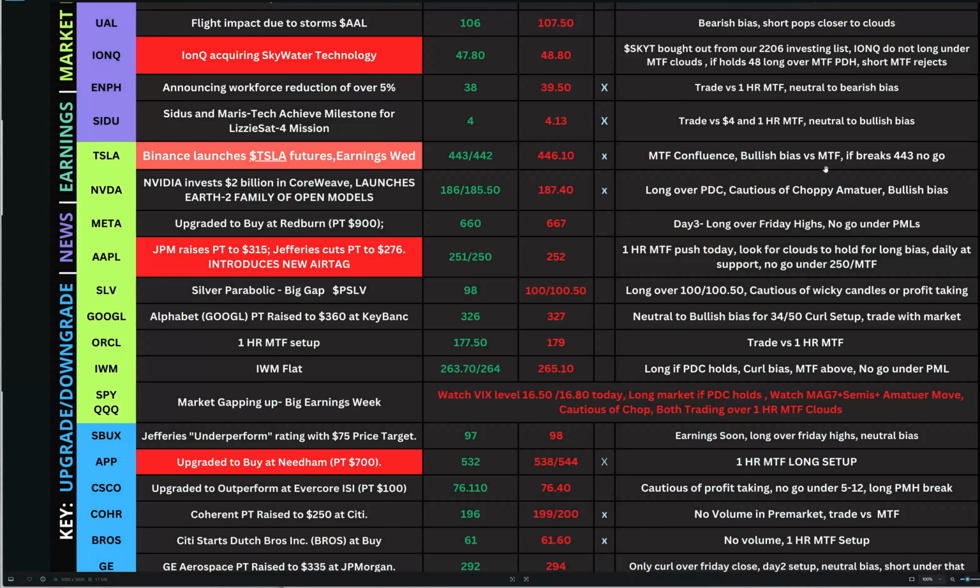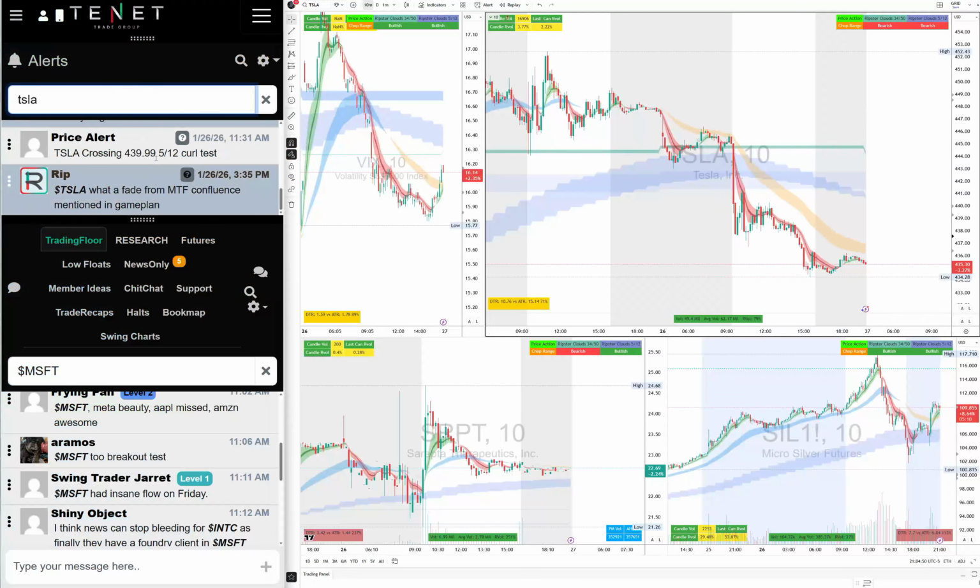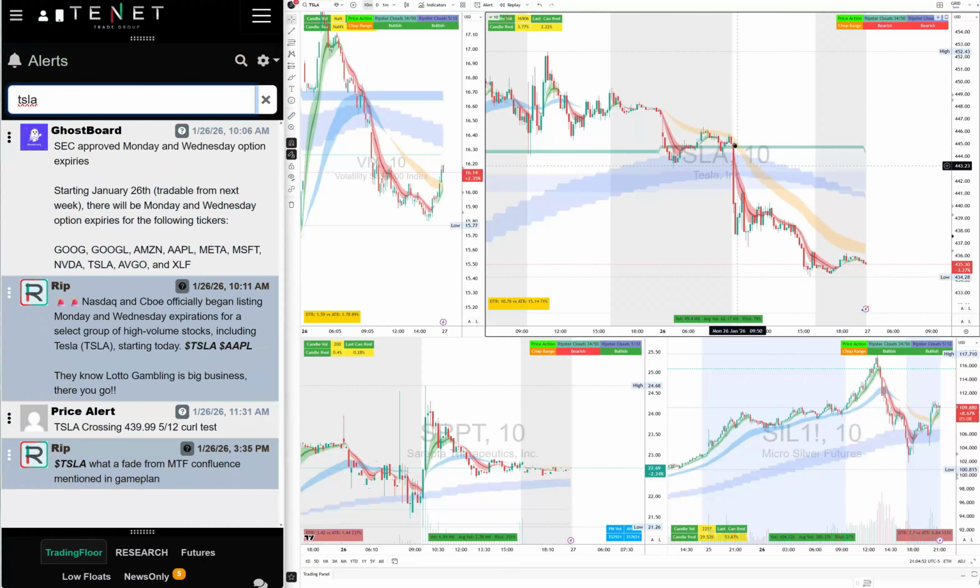MTF confluence. If breaks 443, no go. So when you see that 443 breaking down, it's a no go. You can short it versus the MTF clouds, multiple MTF clouds, and you could ride it all the way down for the short setup. Pretty clean setup, nothing too much to discuss here.